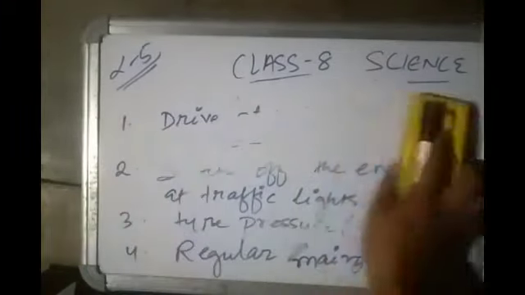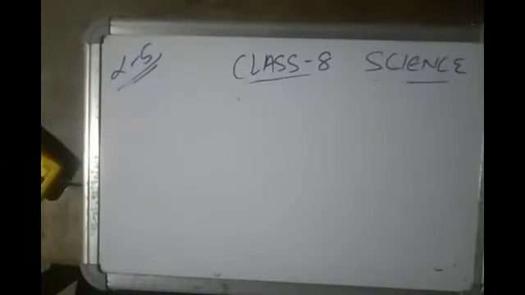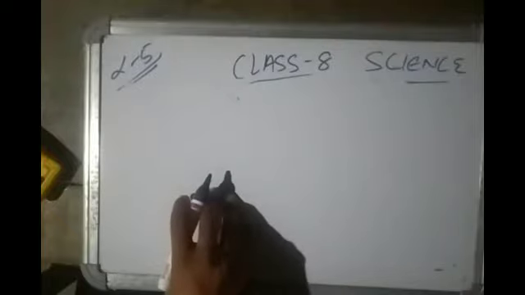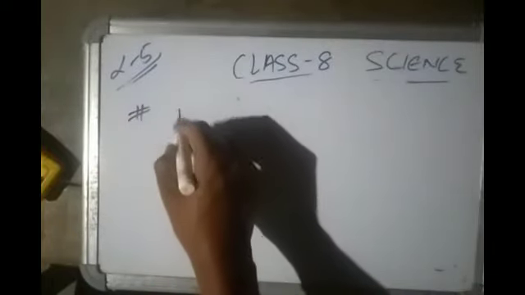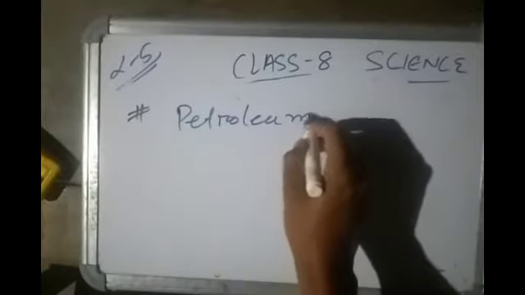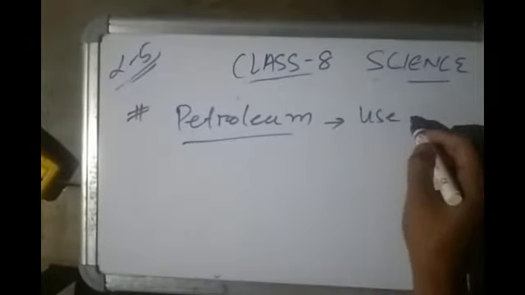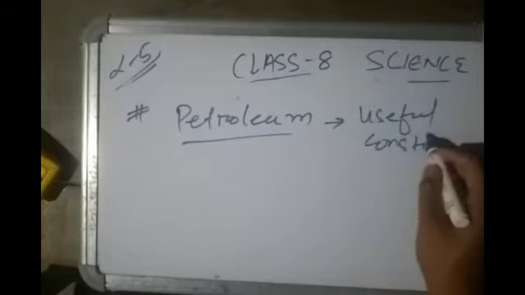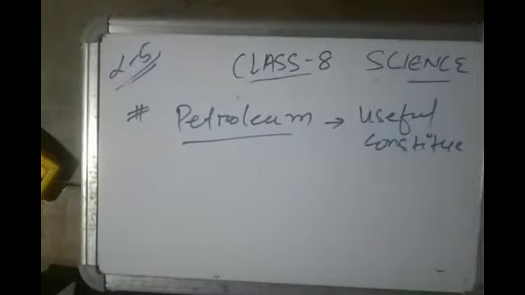With this I'll summarize what we have learned today. Petroleum gas, petrol, diesel, kerosene, paraffin wax and lubricating oil are obtained by refining petroleum. These are the useful constituents of petroleum: LPG, petrol, kerosene and diesel.